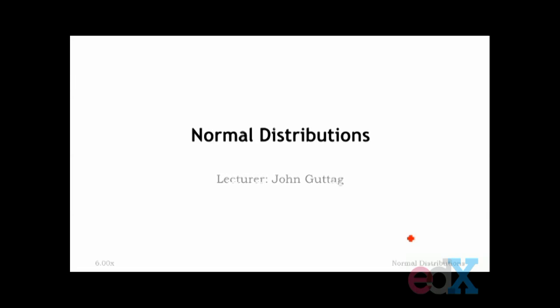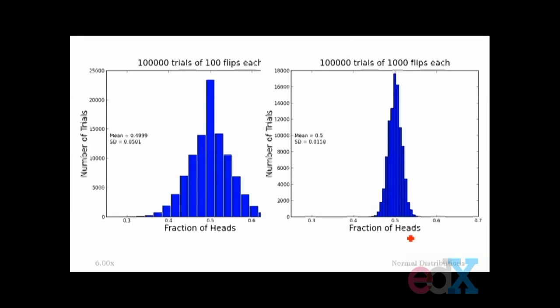Hello, I'm back again. We concluded the last segment looking at these two plots. We observed that the means in the plots are about the same, both in the neighborhood of 0.5, but that the standard deviations were quite different, and that the spread was much tighter when we flipped the coin 1,000 times per trial than when we flipped it 100 times per trial.